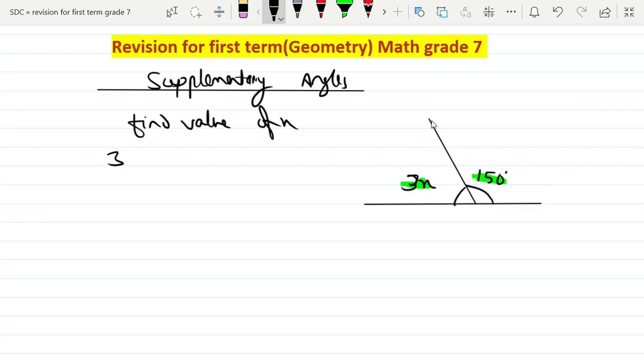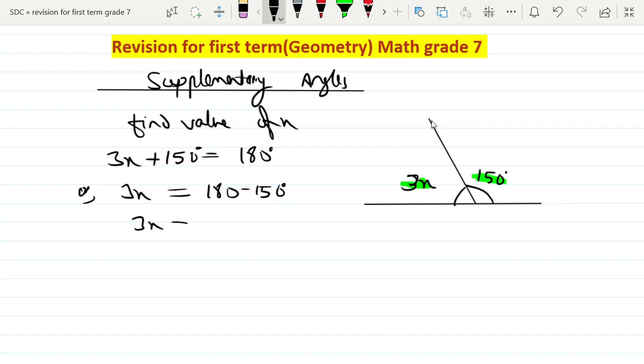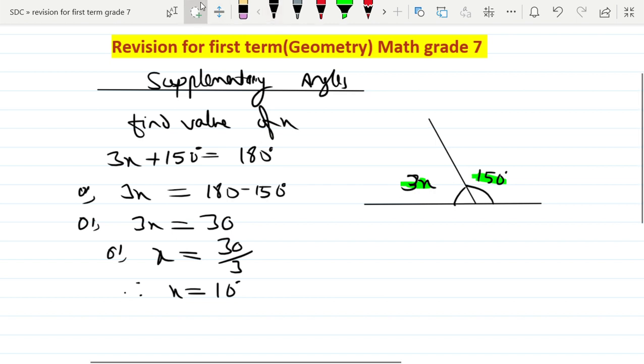So we say here 3x plus 150 degree equal to 180 degree. After that we can solve it. 3x equal to 180 minus 150, so it will give you 3x equal to 30 degree, and 3 is getting multiplied, so it will go down for dividing. So x equal to 30 by 3, that is x equal to 10 degrees. So we can find the value of x, 10 degree. Now I go with another example.